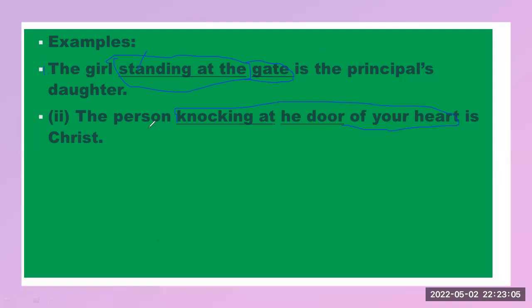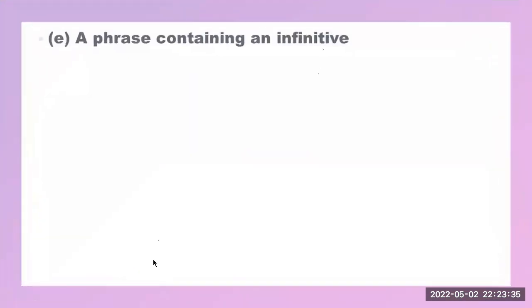So knocking at the door of your heart is an adjective phrase, even though it is just a group of words that contains a participle. The participle here is knocking. All right. So that is what it is. So let's move on. Now, the next grammatical structure that can form an adjective phrase is a phrase containing an infinitive. That is an infinitive phrase, if you like.